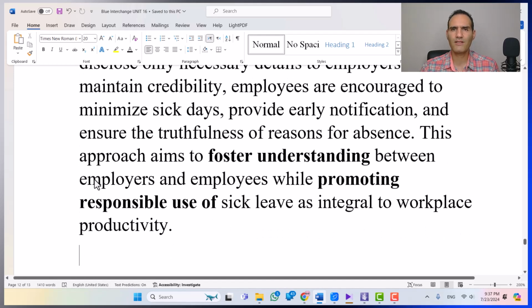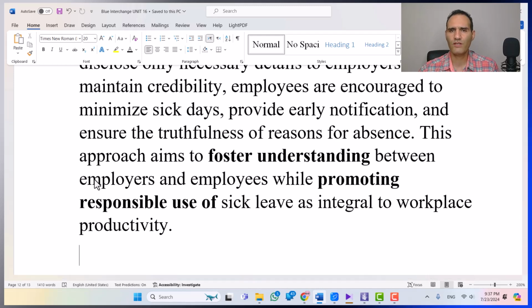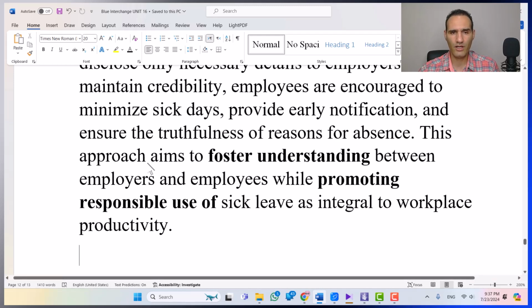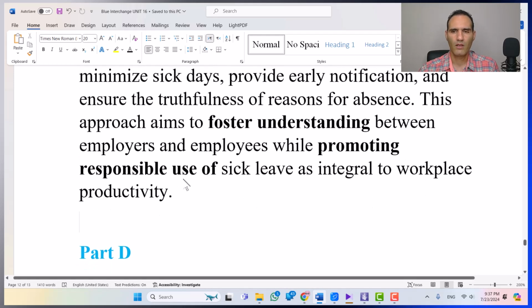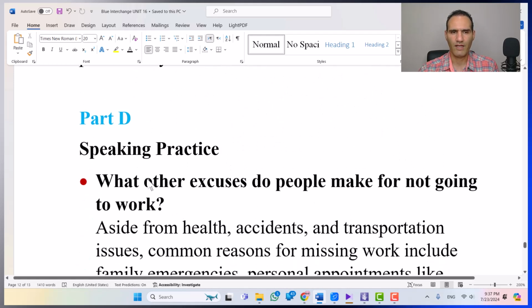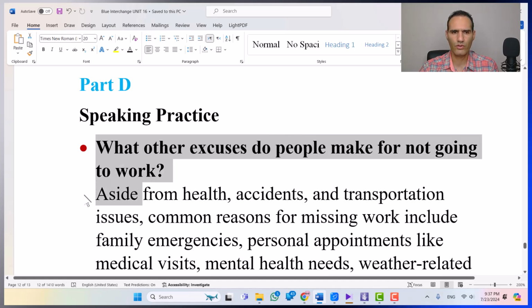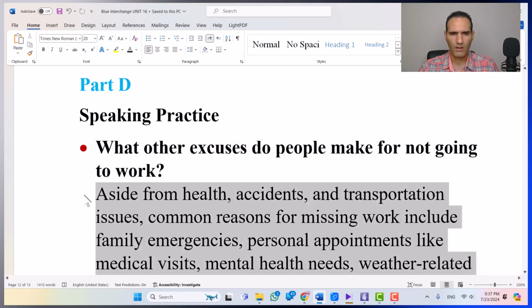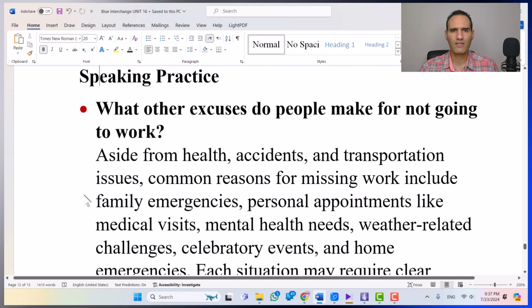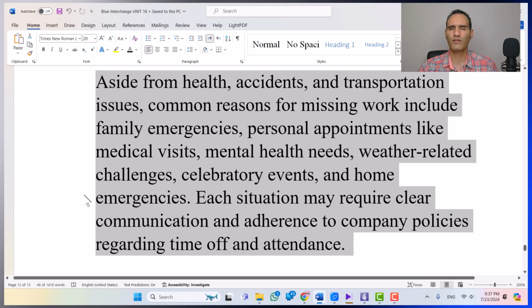So sick leave is an option. It is for the time of emergency. If you overuse it for reasons that are not true, it's not responsible use of that. And finally, the speaking part. It says, what other excuses do people make for not going to work? Okay. The sample response. All of these speaking practices, I take it for granted that you pause the video and give your response.